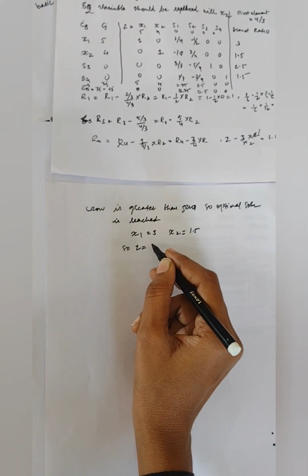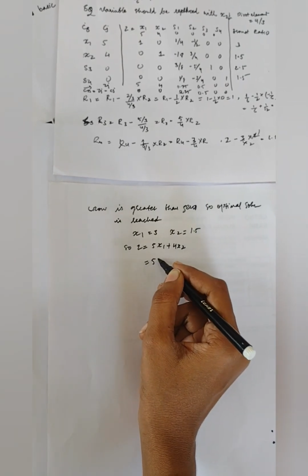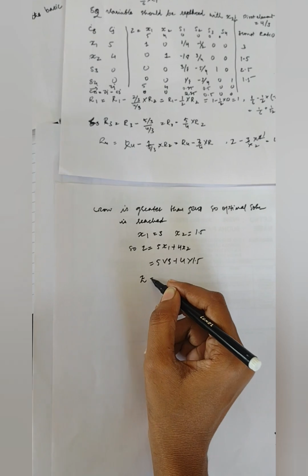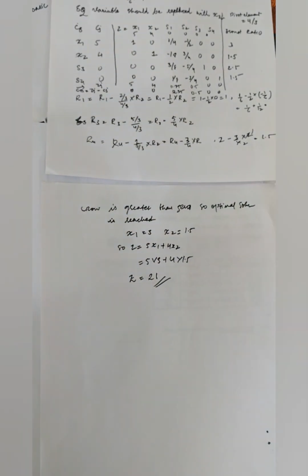So Z is equal to 5x1 plus 4x2. 5 into 3 plus 4 into 1.5. Z is equal to 21. Over.